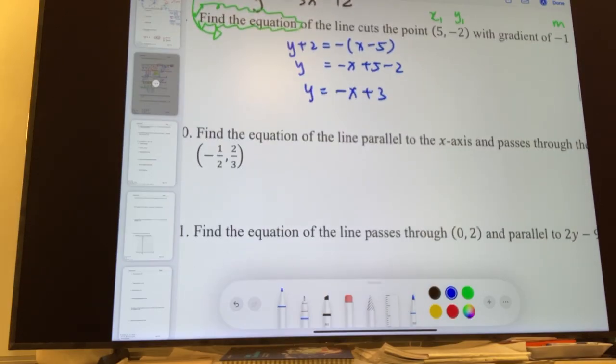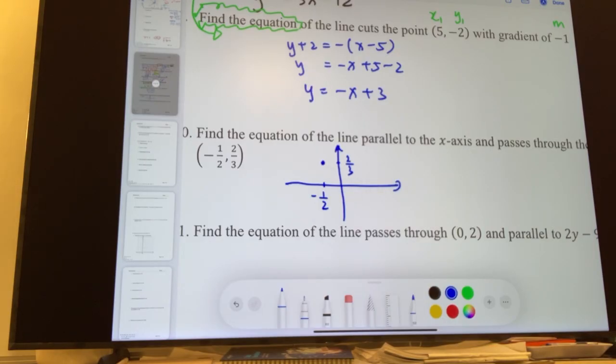And the next one, what are the things that you are missing? Do you have a point? Yes, you do. Do you have a gradient? No, not really. Is that parallel to the x-axis? Actually, in this question you do not need any working out at all. So, can you draw a number plane on your paper, and plot the point that is given to you? The point given to you is -1/2 and 2/3. So this is your -1/2, and 2/3 can be somewhere in here. So that is my point.